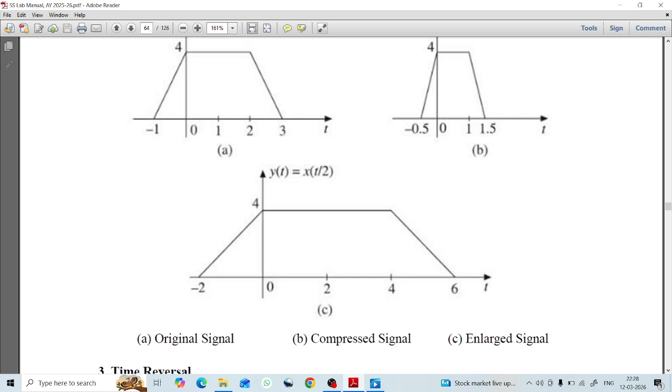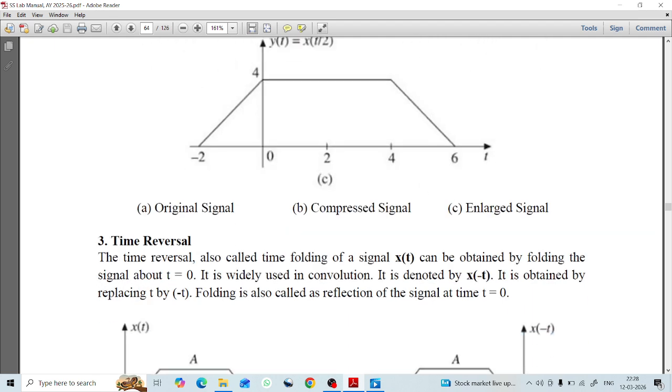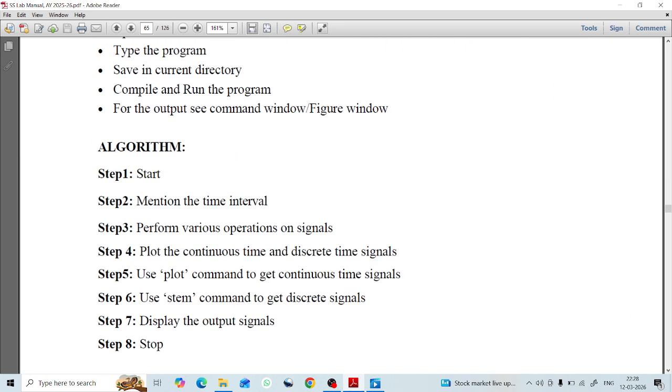So that means -2, 0 and 2 into 4 and 6. So this is the time scaling output. Similarly we can see this time scaling.